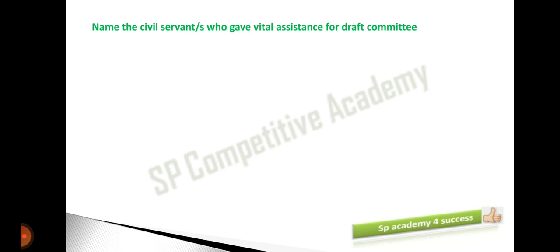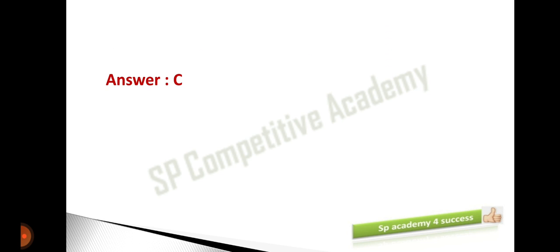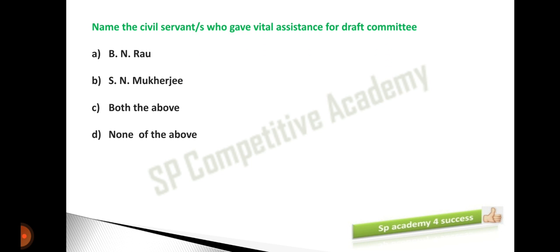Name the civil servant who gave vital assistance for the draft committee. So in the draft committee, I said we are having 7 members along with the chairman. In those 7 members, we have also discussed the professions of those 7 members. If you remember, in the first MCQ part 1 of this video, we discussed who the 7 members of the draft committee are and what is the profession of each of these members. So here the question is, who of the 7 members are the civil servants? The options are B.N. Raoji, S.N. Mukherjee, both the above, none of the above. Okay. So you have to go through the first video in order to answer this. Just go back to the first video and have a look at that. There I have given the professions of each of the 7 members also. So for now, just remember the answer for this is option C.